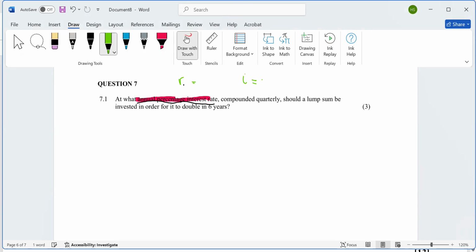Now, what is I? I is equal to R all over 100. So Tina, we're looking for what? We're looking for R. It's not I, let's just remember which one we're looking for. R. Okay, let's move on.